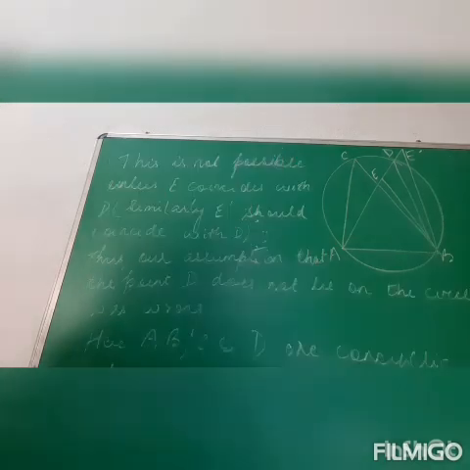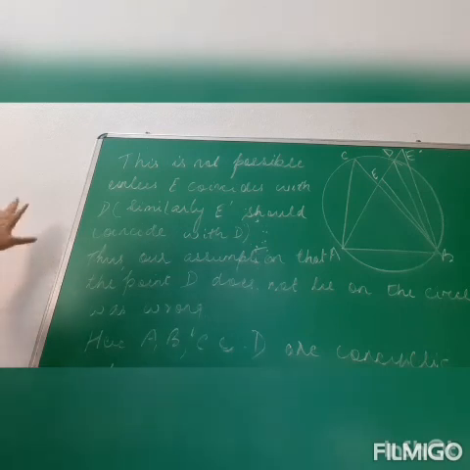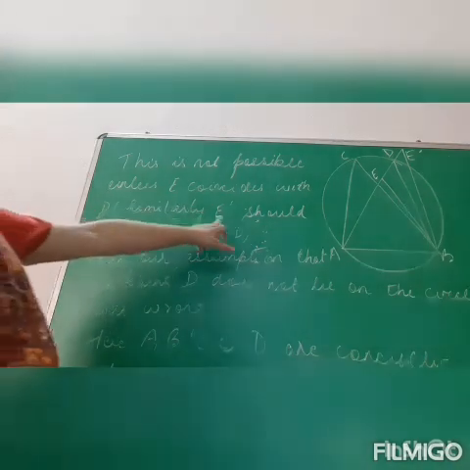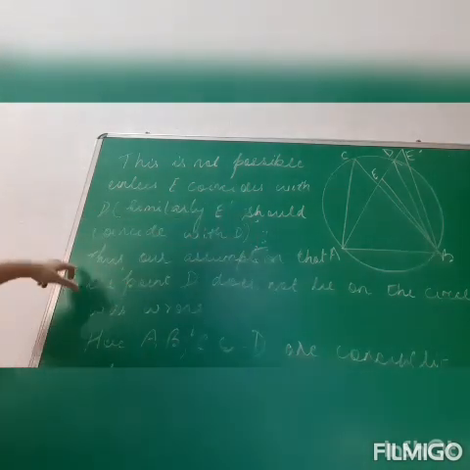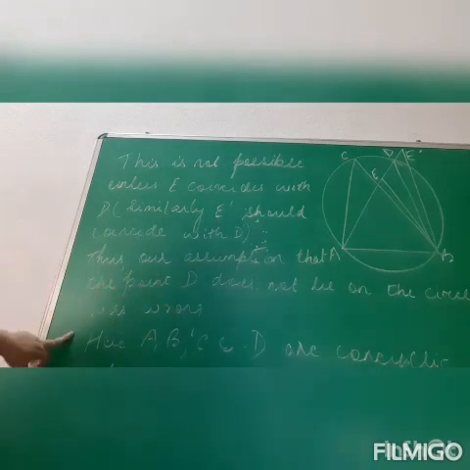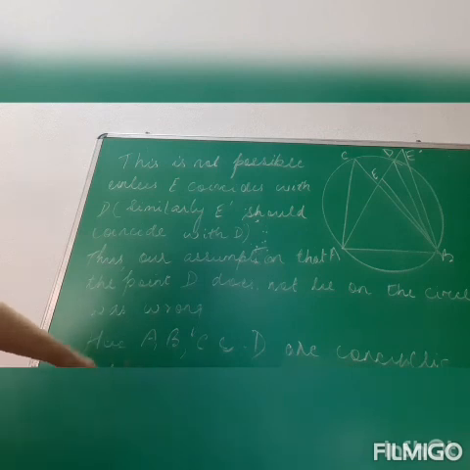After writing the last statement, that is angle AEB is equal to angle ADB, write down that it is not possible unless E coincides with D. Similarly, E dash should also coincide with D. Therefore, our assumption that the point D does not lie on the circle was wrong. And thus we can say that A, B, C and D are concyclic points.